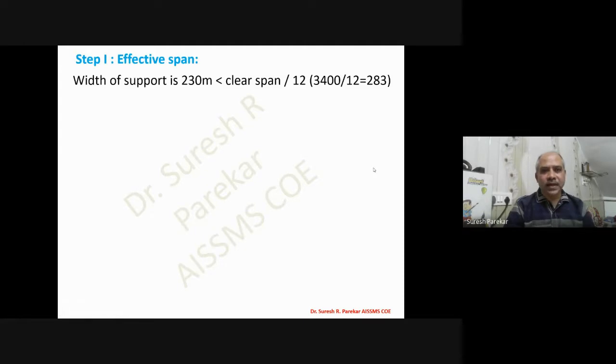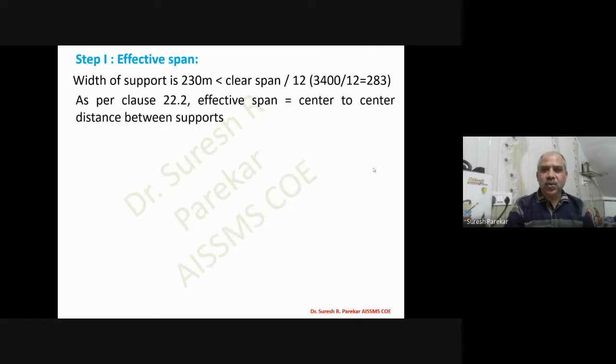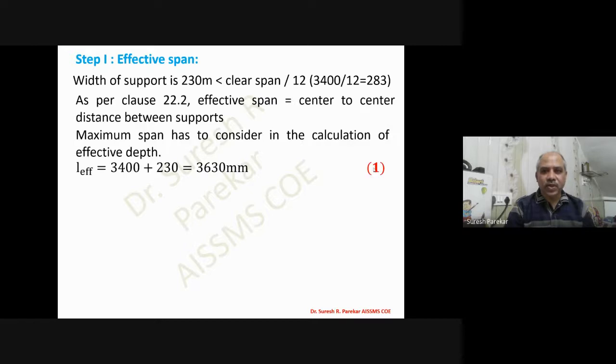So now we will first find the effective spans. As per IS 456, our width of support is less than clear span by 12. So we have to use two criteria as per 22.2, that is center to center distance, and clear span plus effective depth. First we will go with center to center distance, because we do not know the effective depth, and therefore the maximum center to center distance we have to consider for trial depth, and therefore we will go for 3400 plus 230, and that will give me center to center distance, which will be 3630 millimeter.